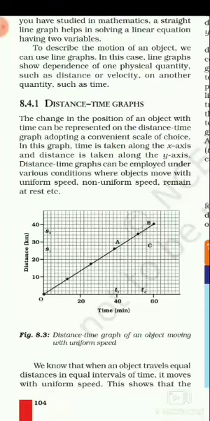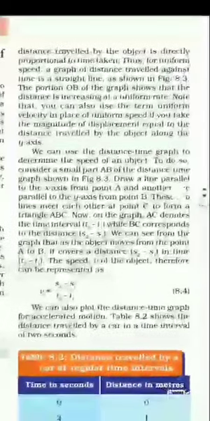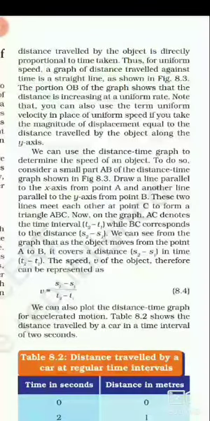If we plot the graph, we will get a straight line passing through the origin, inclined with the time axis. Now we know that when an object travels equal distance in equal time, it moves with uniform speed. This shows that the distance traveled by the object is directly proportional to the time. Thus, for uniform speed, a graph of distance traveled against time is a straight line. So, when two variables or quantities are related by direct proportion, then the graph will be a straight line.